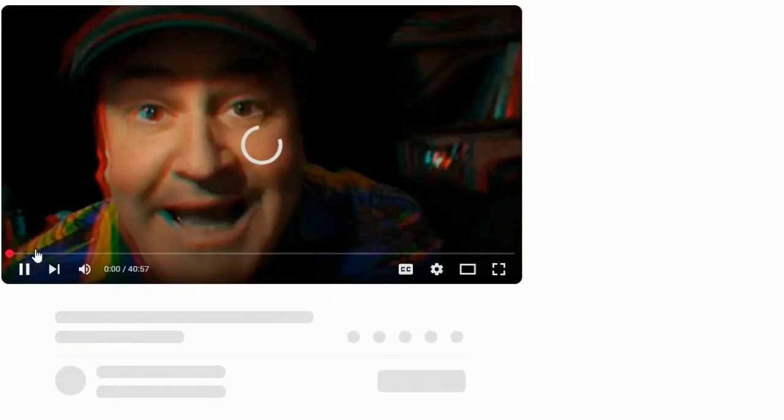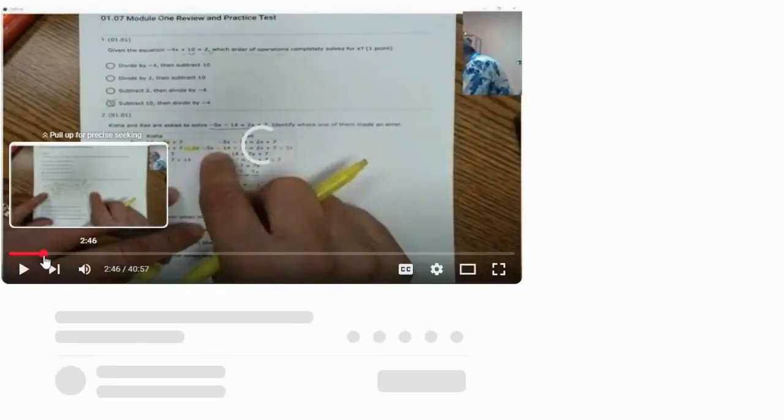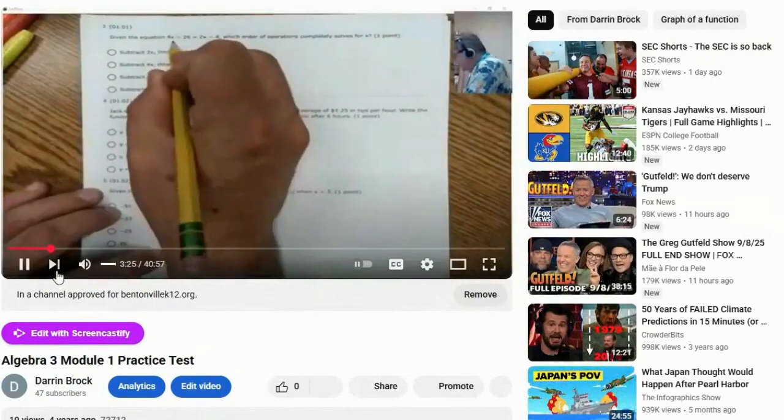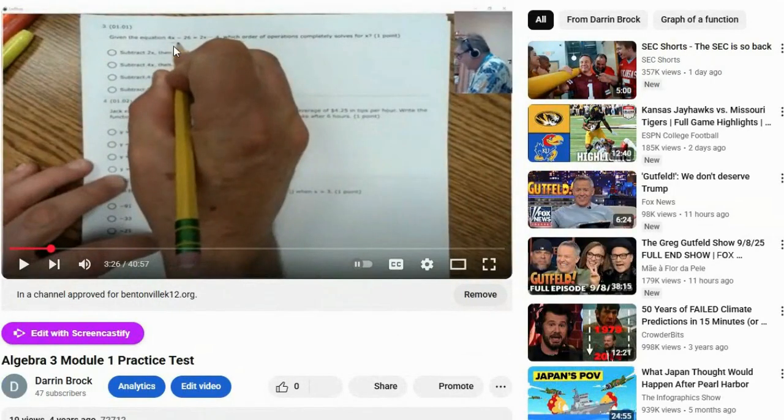And I can go to number 3. I don't have to watch the whole test if I don't want to. Oh, it's slow loading. It didn't even load the rest of the page yet. But I can skip down. Oh, there's Mr. Brock working number 2. Go a little farther. He'll be working number 3. But I can just skip to whichever one I need. Up there, I'm working number 3.